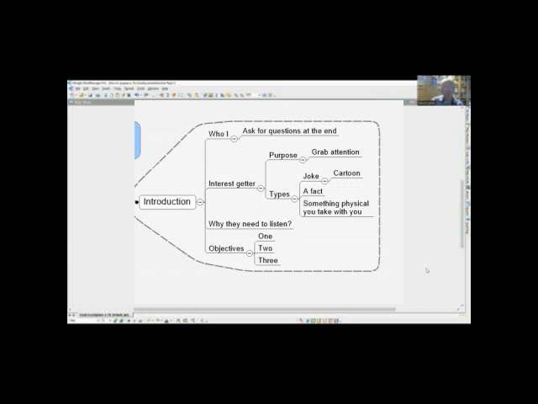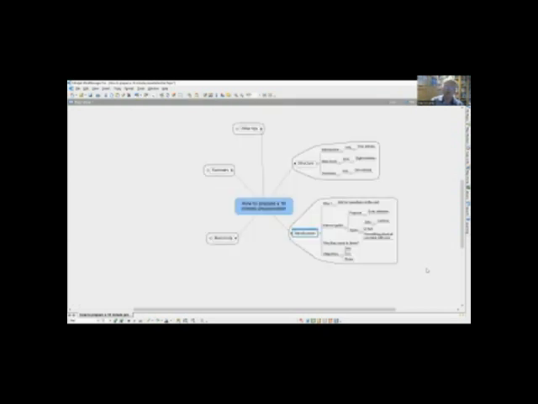So you now set the scene. You've introduced yourself, you've grabbed their interest, you have explained why they need to listen, and then you've told them the 3 objectives, what it is you're going to be talking about. That takes us neatly on to the main body.